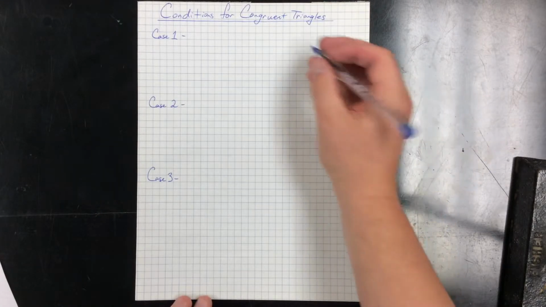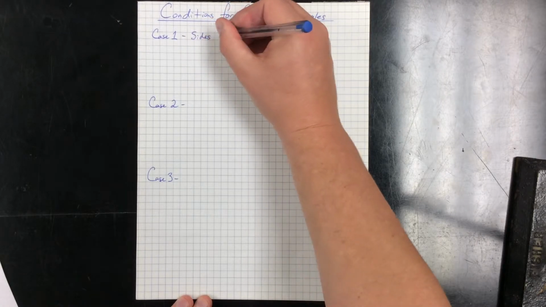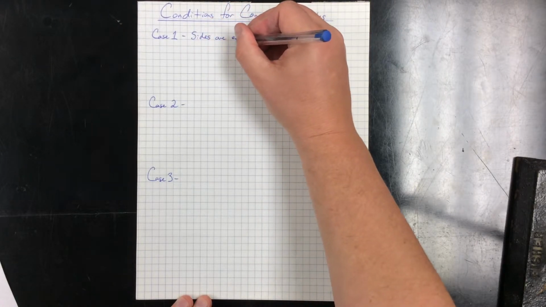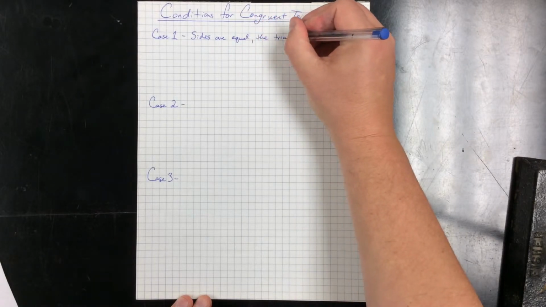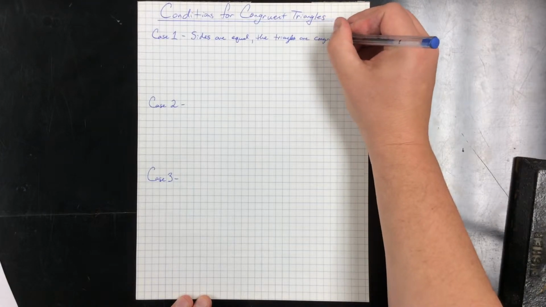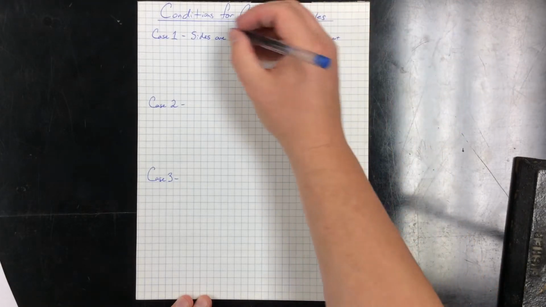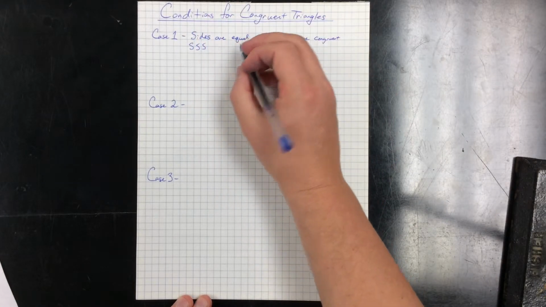So in this case, the first case, if the sides are equal, the triangles are congruent. And short form for this is side, side, side. So case one, side, side, side.